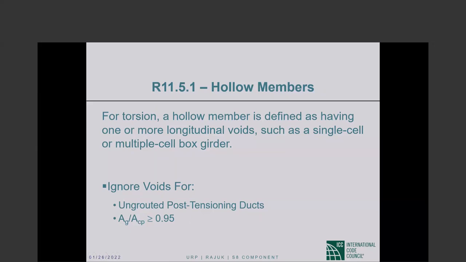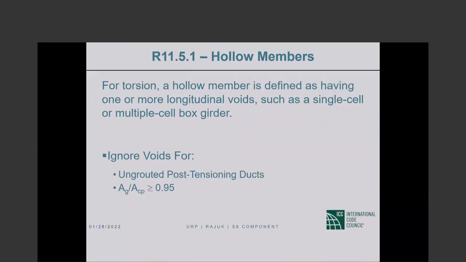Okay, when we say for a hollow section, replace A sub CP with A sub G, we don't mean a section with a few ungrouted post-tensioning ducts.